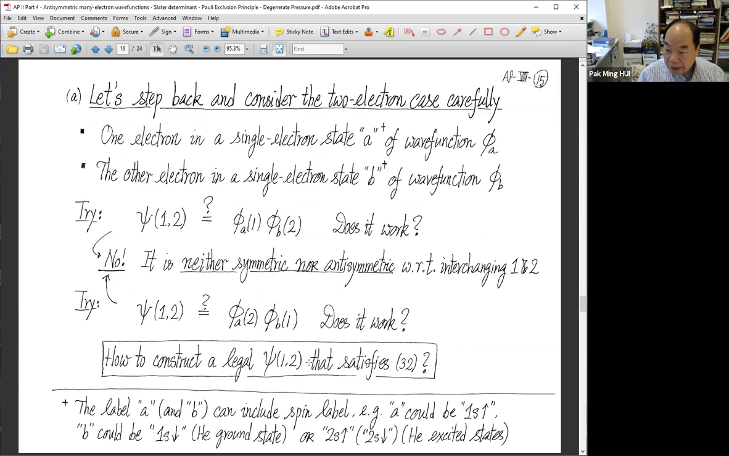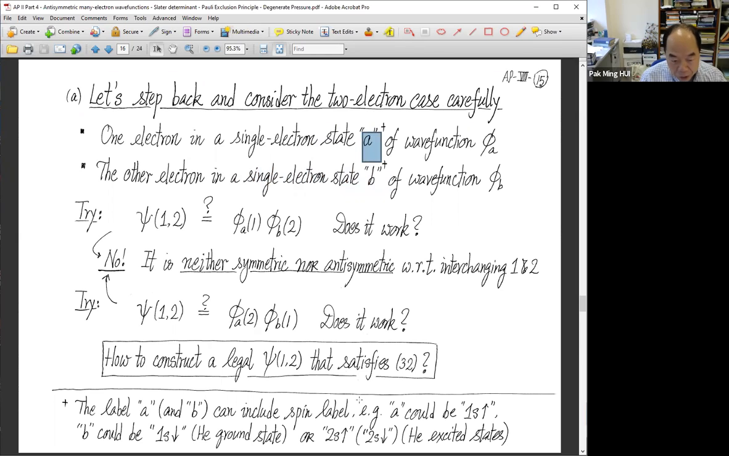So now let's step back a little bit. We are discussing the helium ground state, no doubt. Okay, 1s, 1s. However, how about a more general situation that we can use for discussing the ground state as well as the helium excited state later? Therefore, we are motivated to consider the situation where we have one electron, one particle in a state A, and the other particle in a state B. Okay, so I just called it A, B, two different states.